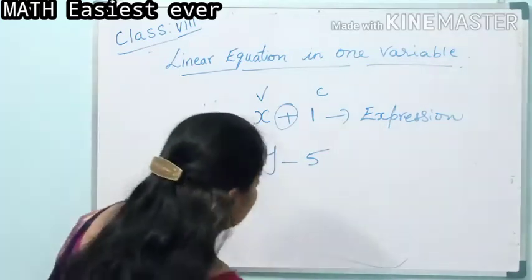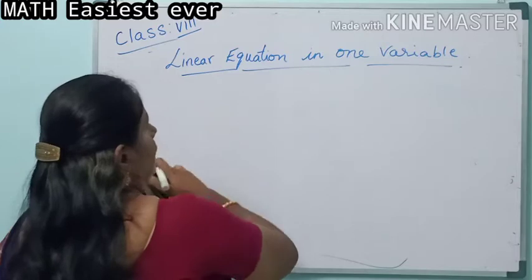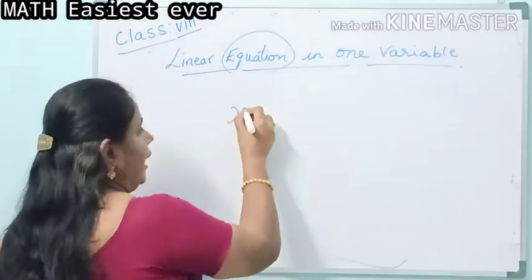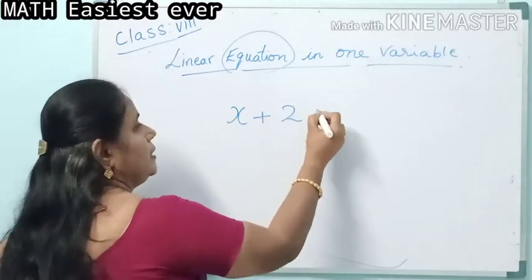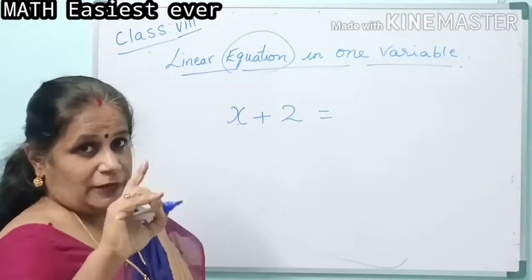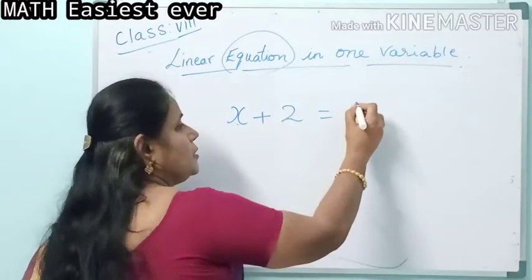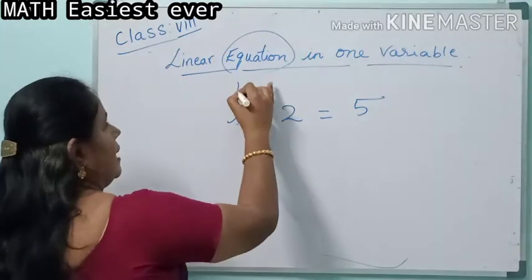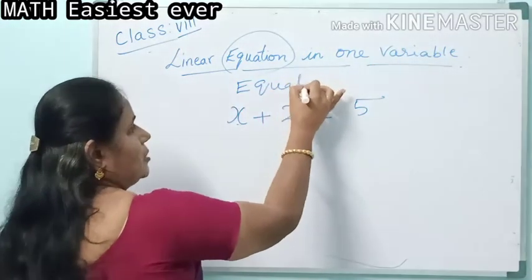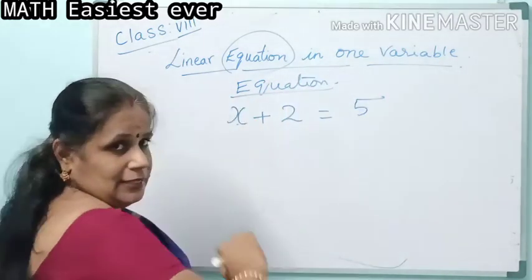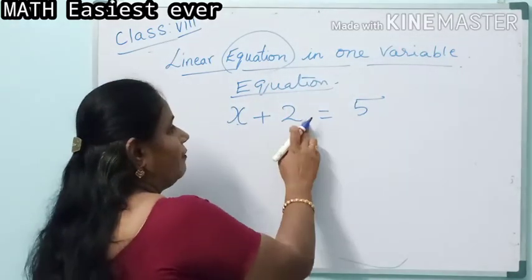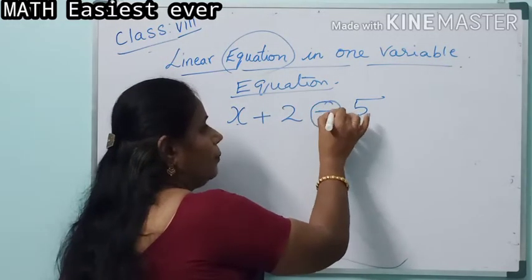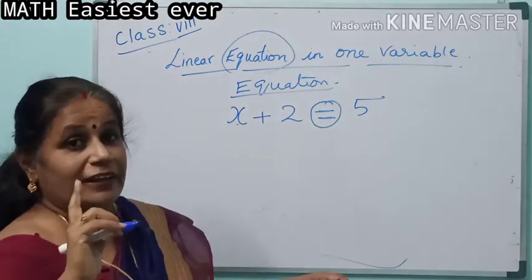Now we'll come to the topic equation. What is an equation? See, I told you x plus 2 is an expression. X plus 2 is an expression. X plus 2 is equal to 5. So this is an example of an equation. Let's learn what an equation is. Equation means you will have an expression. You will have an equal to sign. This is very important. In an equation, you will have an equal to sign.